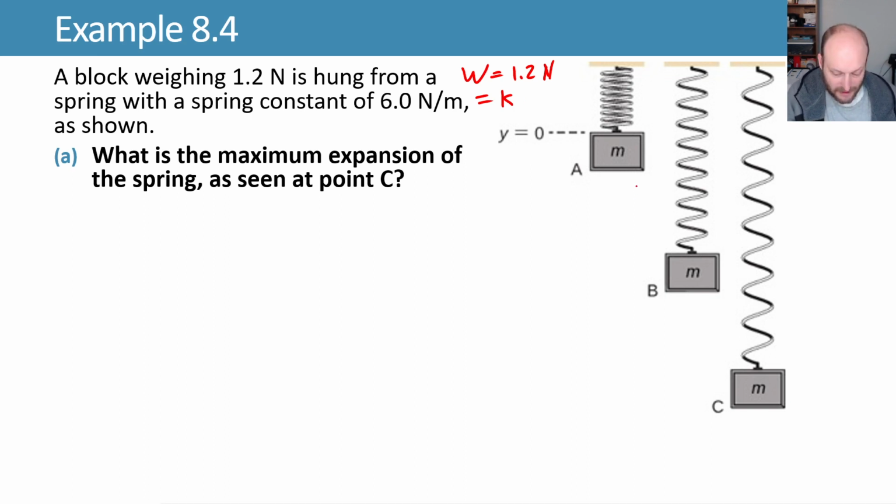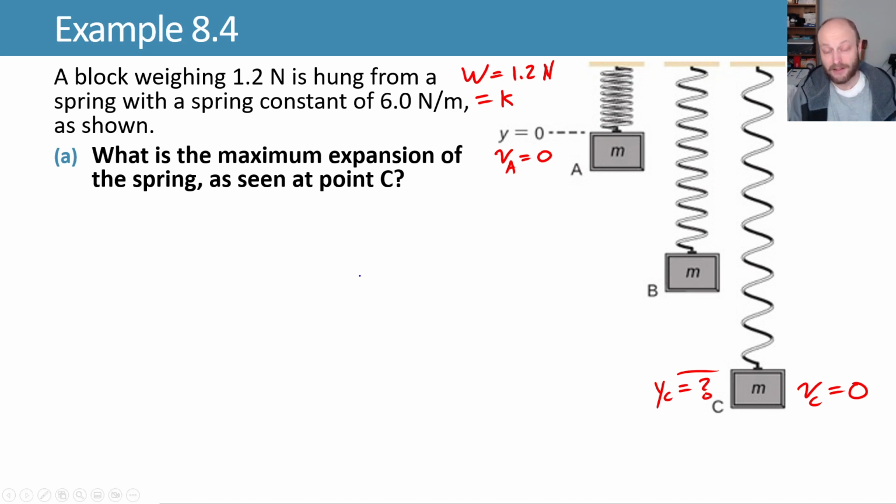Okay, we have diagrams all ready for us. We'll say that if we're releasing this from rest, my initial velocity is 0. My final velocity at point C, before it starts coming back up, will be 0 at the maximum extension. And we want to know then, what is my y at point C?